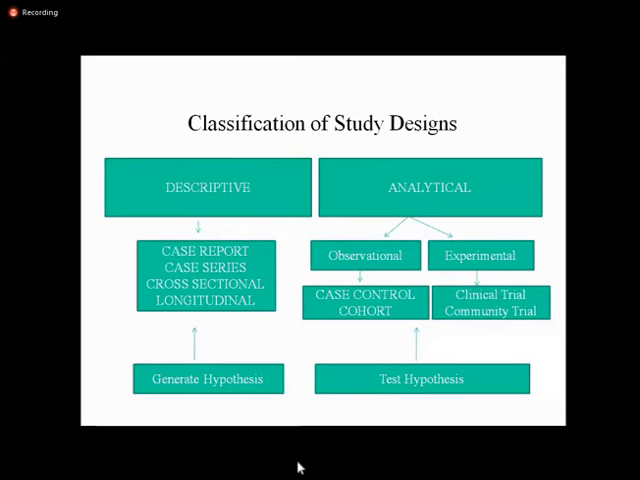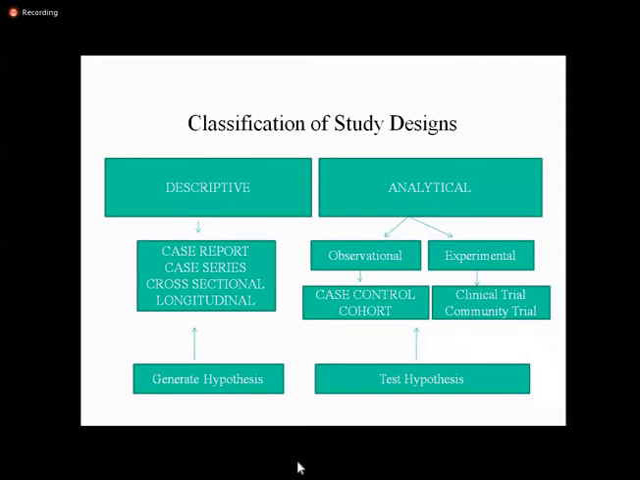Again, we divide it into observational and experimental. After the descriptive, the researcher's choice is to go for the observational type of study designs before doing any intervention or experimental manipulation in research. So basically, you want to test the hypothesis. This is the main purpose of the different classification: descriptive and analytical.